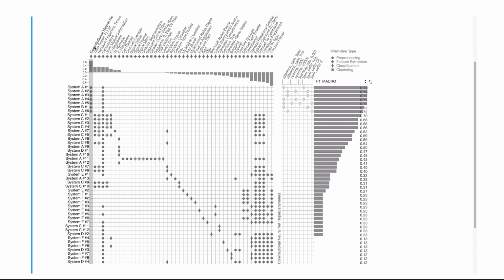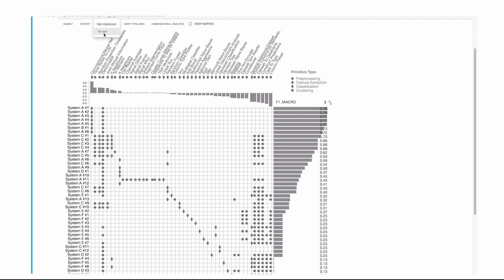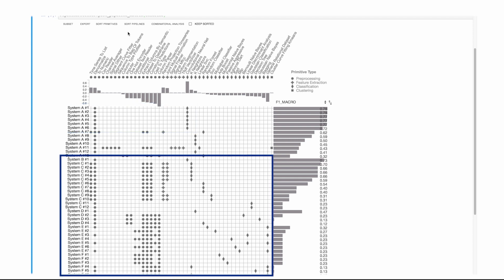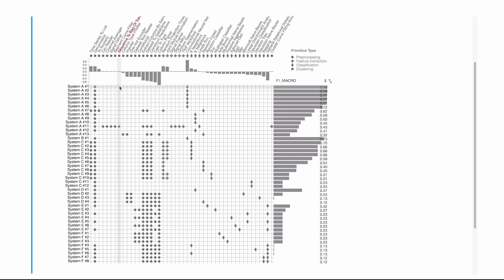Let's compare the different strategies the AutoML systems use to create the pipelines. We sort the primitives by type and the pipelines by source. The pipeline matrix provides an overview of how the different systems do the model search. We notice that System A uses the same 2 primitives on most of its pipelines, while the other systems generate pipelines with more diversity. Systems A, B, and C have pipelines with scores greater than 0.7.